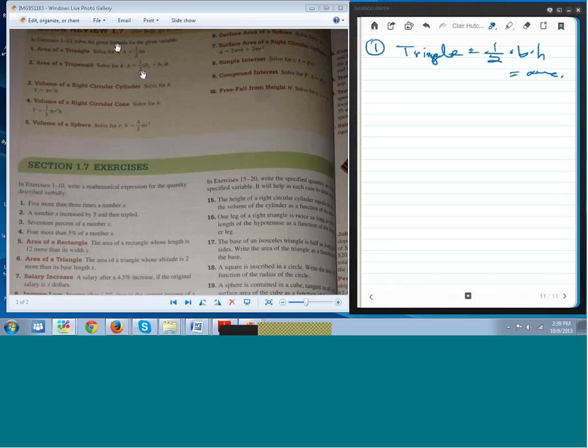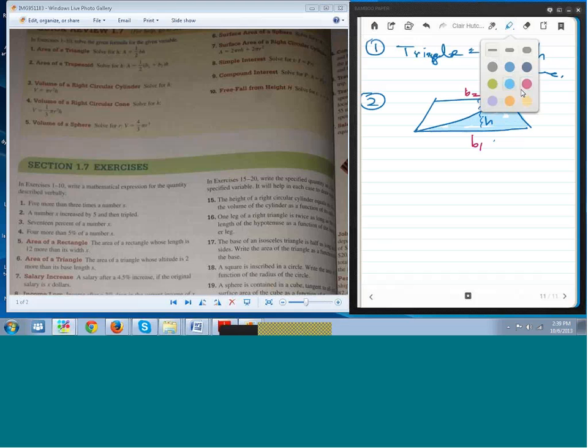But the trapezoid you don't have to memorize. Here's why. All you have to do is cut it into two triangles. And you know the height will be same from either side, parallel. So height is h. And the base is base 1 and base 2. So I'm going to color it into two triangles. Blue triangle and green triangle. So instead of memorizing this, you can just cut it into two triangles.